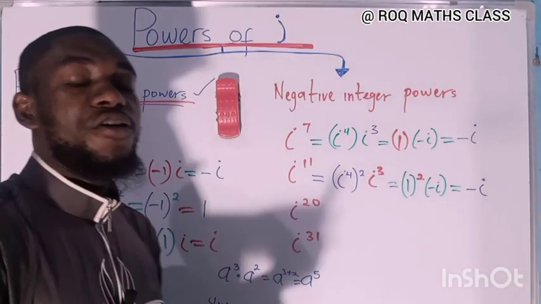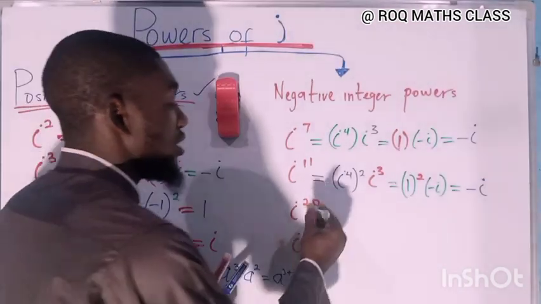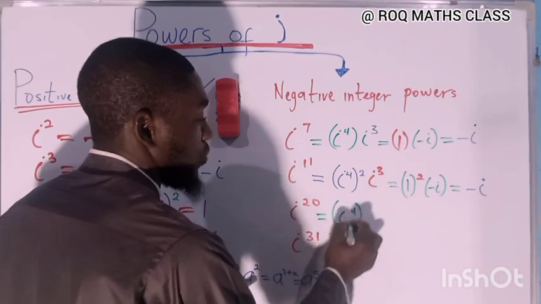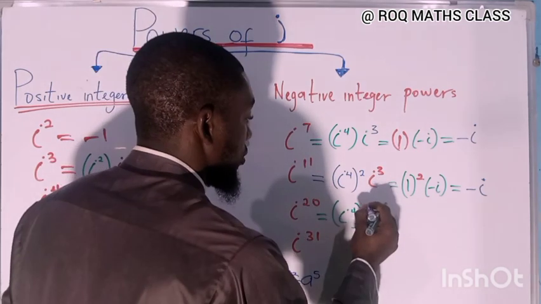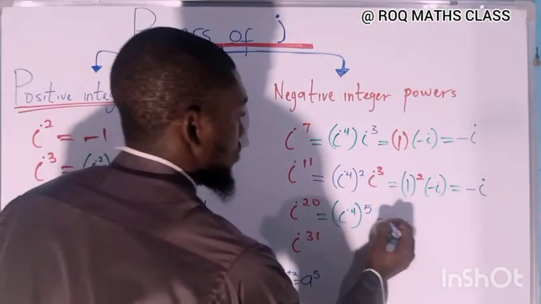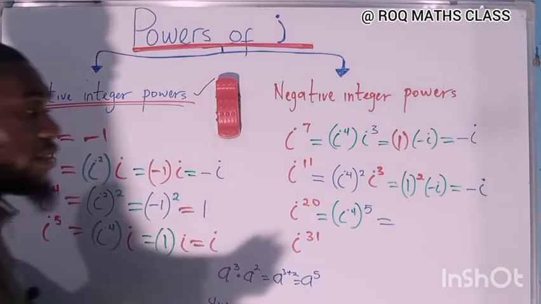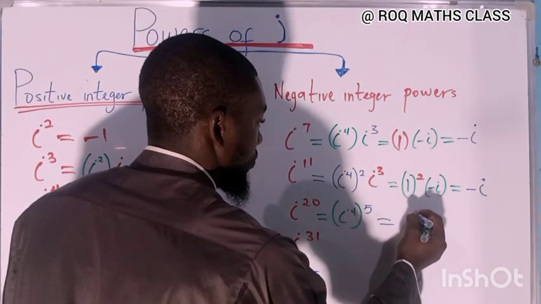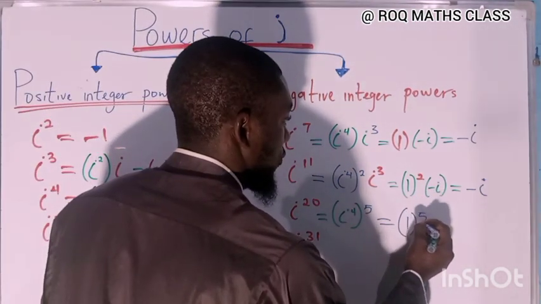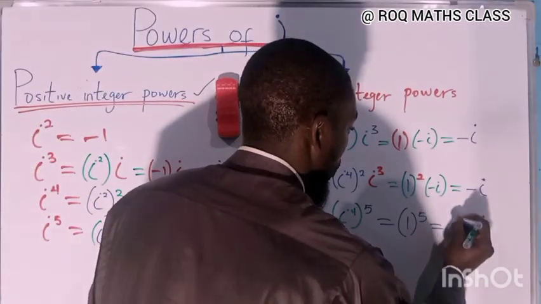What about 20? 20 is the same thing as 4 times 5, right? Good. I have 20. This 20 can be represented as iota raised to the power of 4 into the bracket of iota raised to the power of 4 raised to the power of 5. Fantabulous. Our iota raised to the power of 4 is always equal to 1. I have 1, then 1 raised to the power of 5. What is 1 raised to the power of 5? 1 raised to the power of 5 is the same thing as 1.